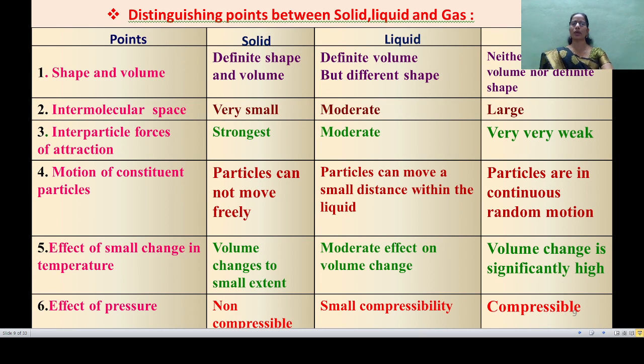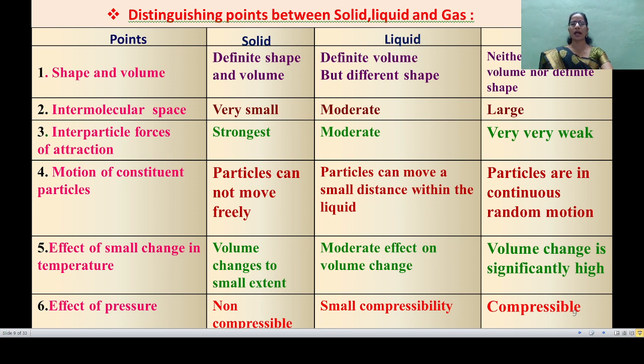Now see the first point, shape and volume. Solids have definite shape and volume. Liquids possess definite volume but no definite shape. Gases possess neither definite volume nor definite shape. The intermolecular space is very small in solids, moderate in liquids, and large in the gaseous state. Therefore, the interparticle forces of attraction are strongest in solids, moderate in liquids, and very weak in gases.